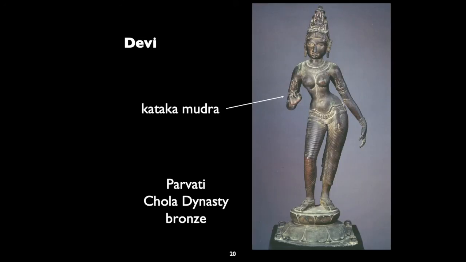Devi also is represented as a symbol of fertility. Here we see Parvati from the Chola dynasty bronzes, in a similar style to the Shiva Nataraja we saw earlier. In this case, we see this sort of flowing, undulating gestures and body posture, the Angika, and the Gajahasta Mudra on the left, and the Kataka Mudra held in the right hand nearest to the viewer. The Kataka Mudra means a sense of wonder, a sense of awe and enchantment, that we are to be enchanted and to feel a sense of awe for this beauty and source of fertility.